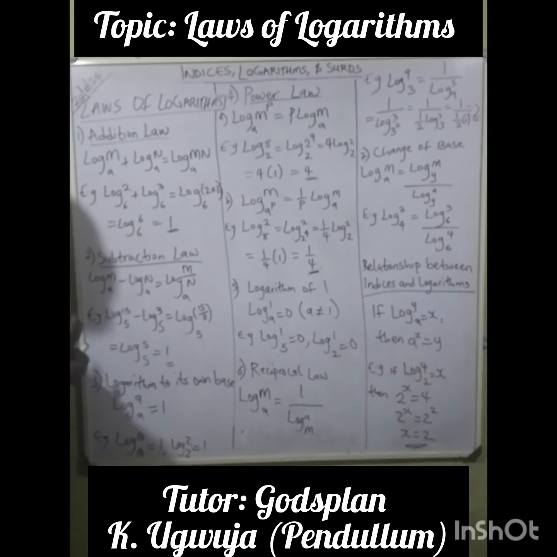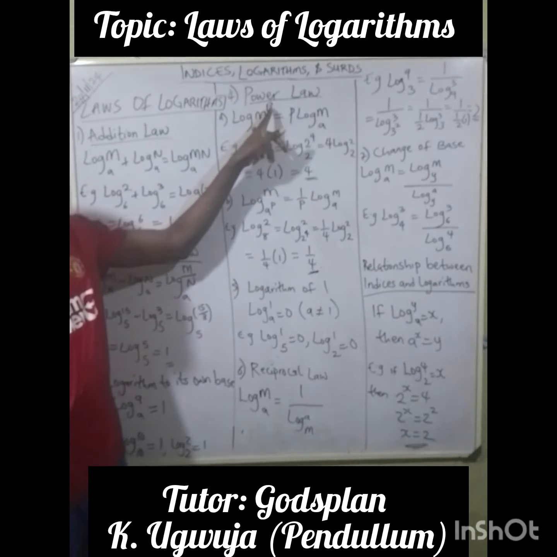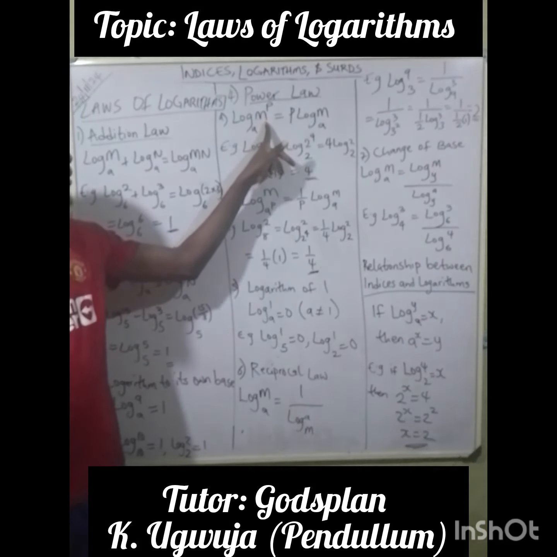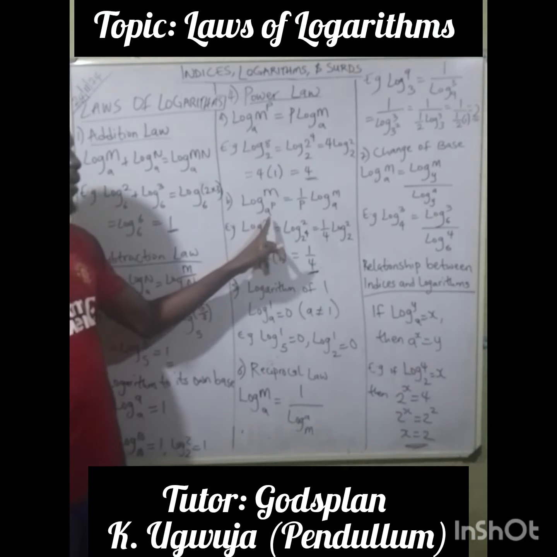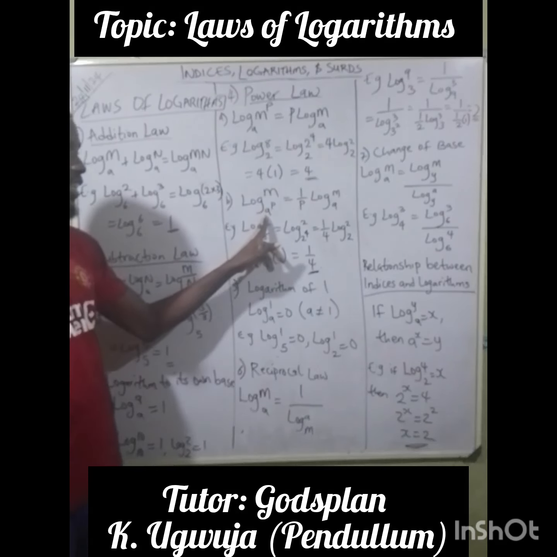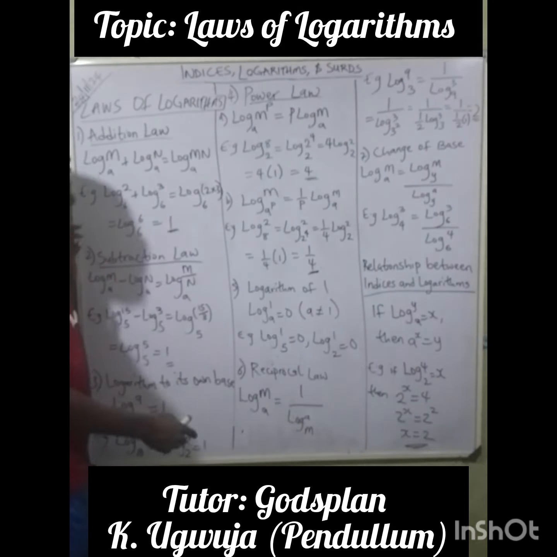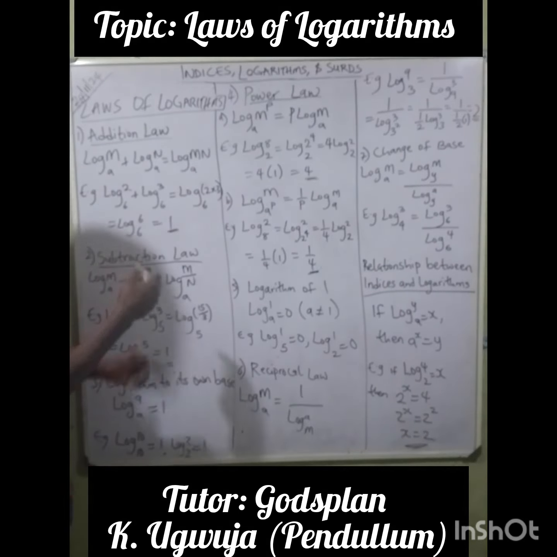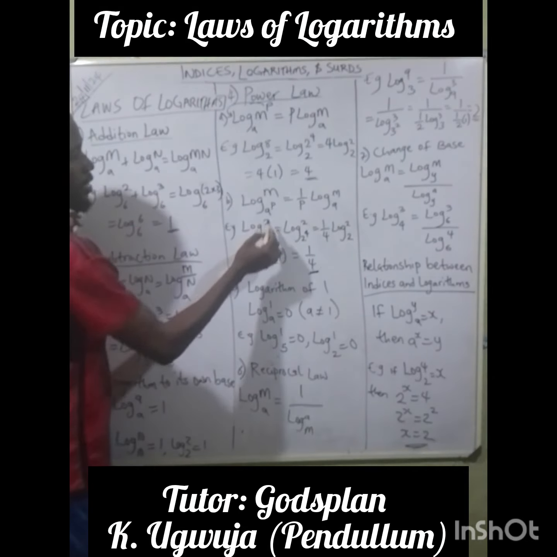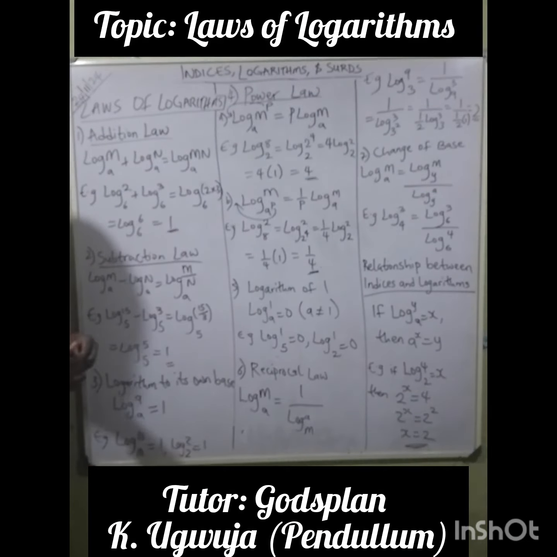And then the second part of the power law. Remember in the first one, our power was for the logarithm number, the number in front of the logarithm. But what if our power is in the base? What if we have log m base A raised to power p? So it's the base now that is raised to power p. In this case, you can also bring the power backwards.